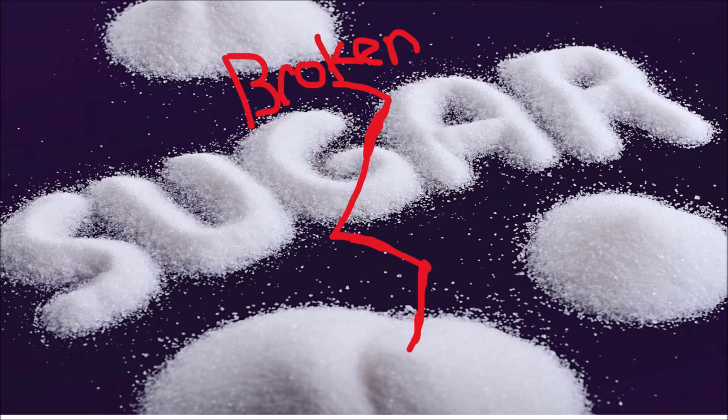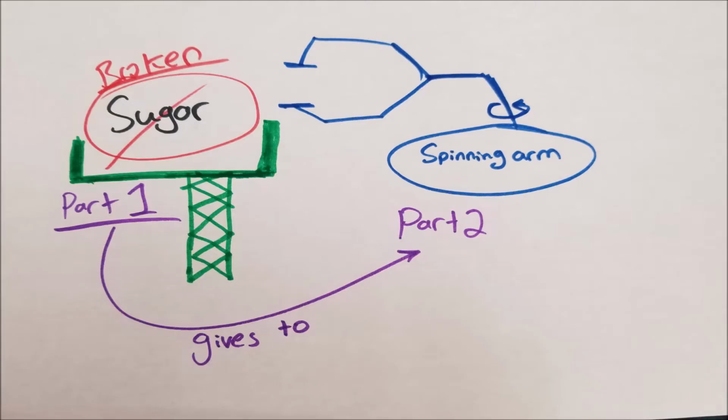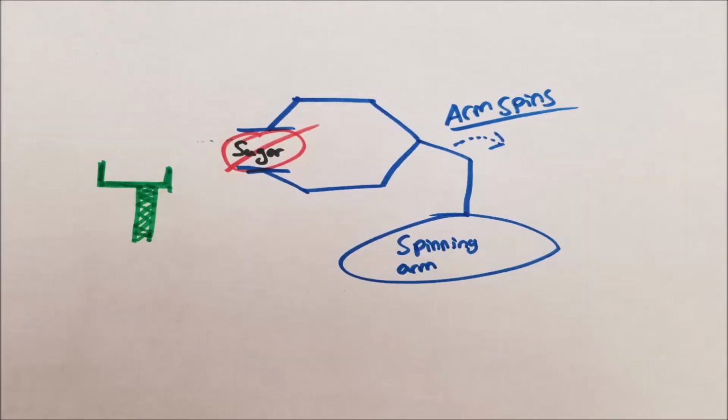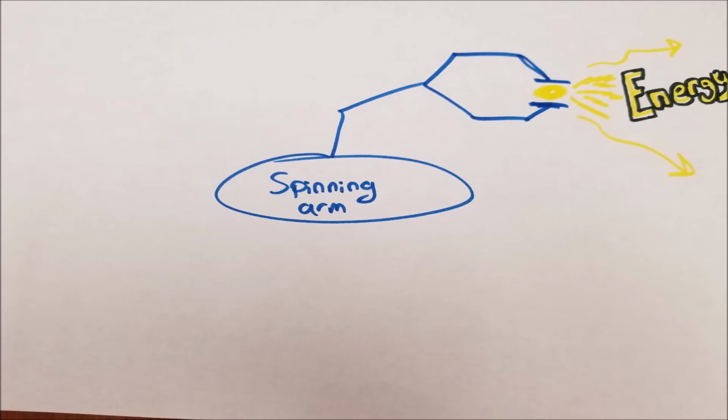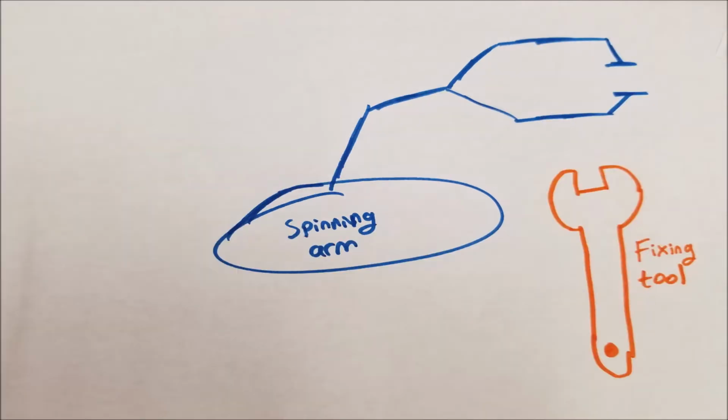So now we're ready to talk about PDC and its role in the powerhouse of the cell. Broken down sugars are the materials that PDC uses, and just like the hydroelectric dam example, the first part of PDC grabs those sugars, transfers them to the spinning arm, which performs a chemical reaction and sends the energetic product on its way through the mitochondria. Finally, we have the third part. This part simply fixes the spinning arm so that way it can continue doing its job.